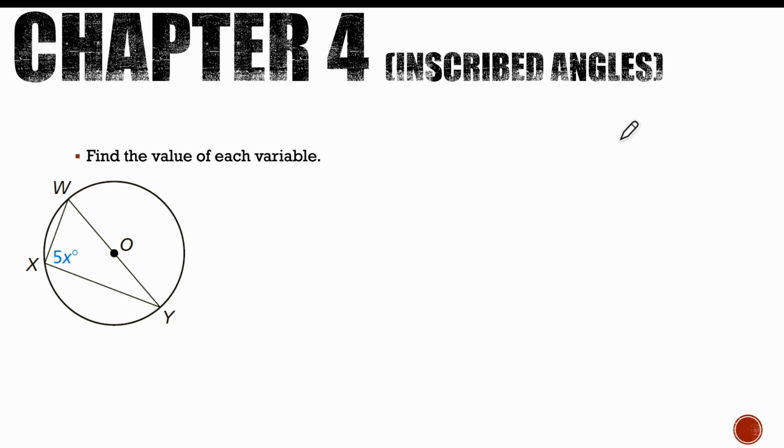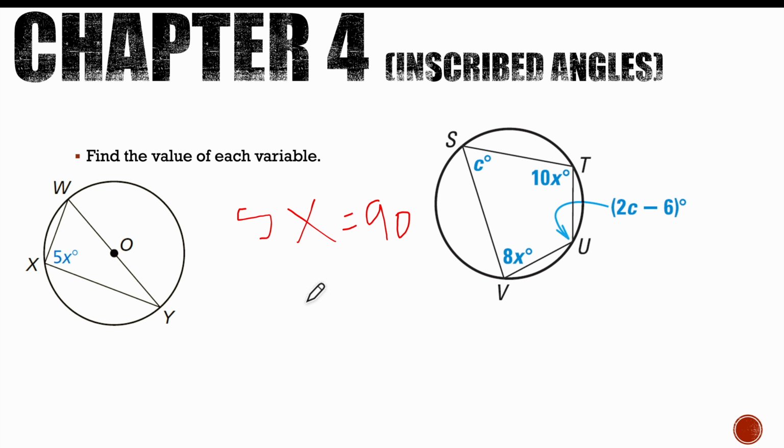Find the value of each variable. How much would 5x degrees be? Yes, 5x would be equal to 90. Why is it 90? Because this is a diameter, and the central angle is 180 degrees. The inscribed angle is half of the central angle, so it is 90 degrees. An inscribed angle on a diameter is always 90 degrees. So that's how you can solve this question.